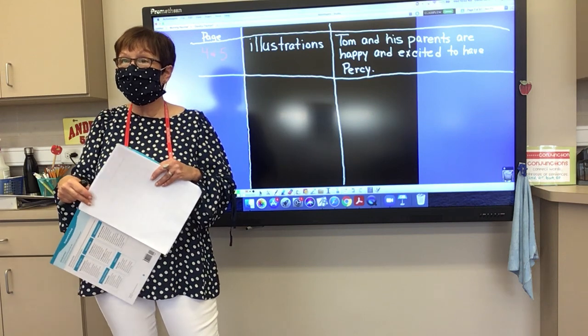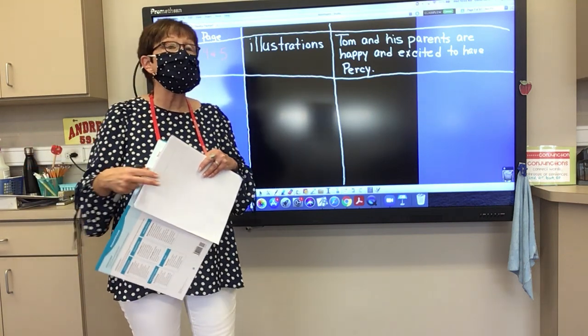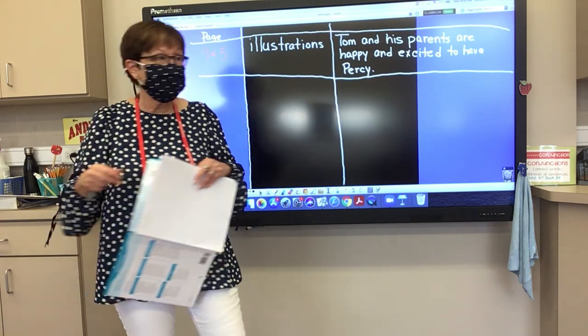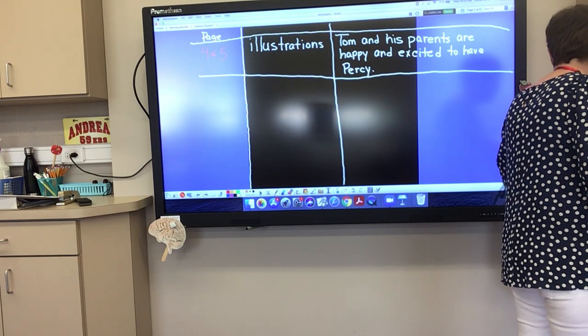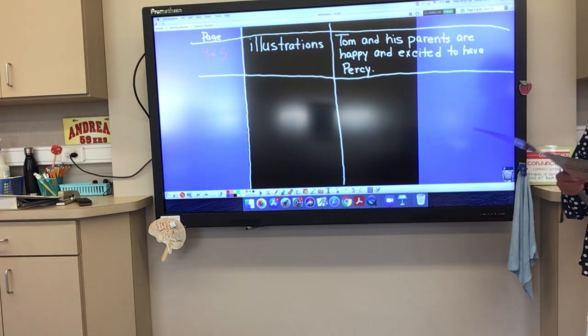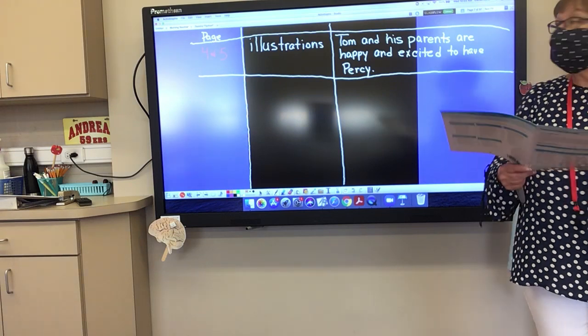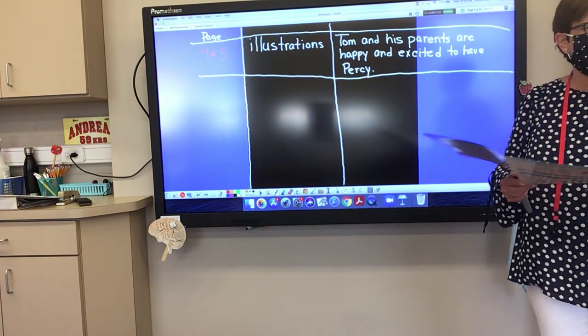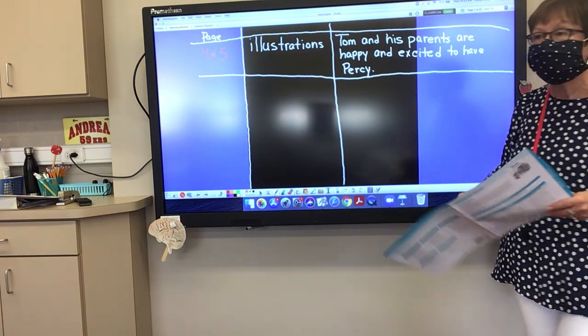Okay, so Tom and his parents are really excited to have Percy. And that's what that illustration is showing us. So let's all write that down. Remember, we have to write small enough so we can fit that in there. That's just kind of one sentence. I think you should have room for that. Is everyone having room to write that? Good.